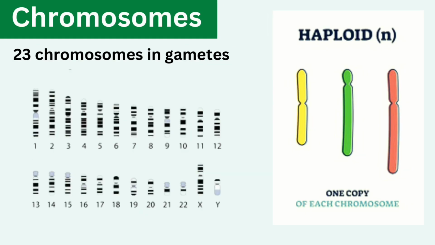Gametes such as eggs in females and sperm in males are haploid cells. They contain half the number of chromosomes found in bodies or somatic cells. We call it n number of chromosomes. In humans, the haploid number is 23.